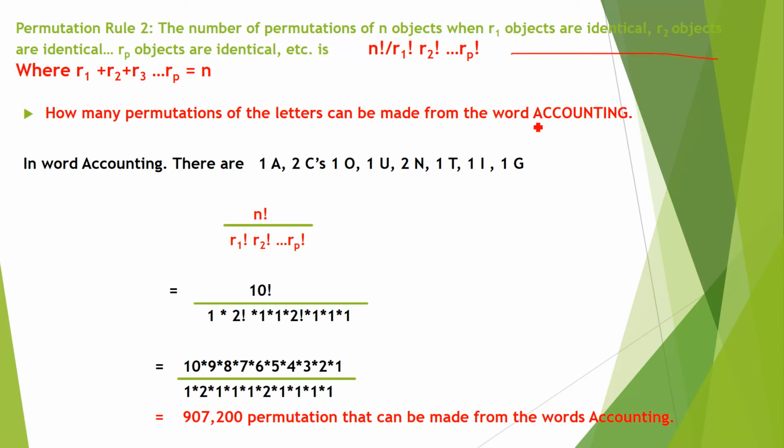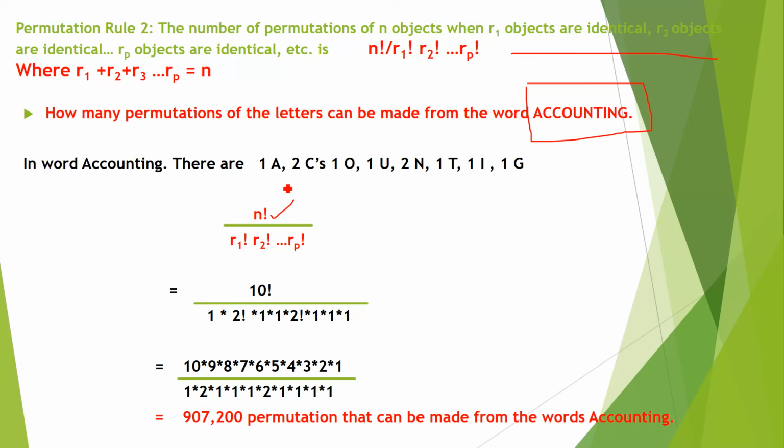Now what does it mean? I will show you here with the help of an example. How many permutations of the letters can be made from the word accounting? Right, so you have to find out how many letters are there. 1, 2, 3, 4, 5, 6, 7, 8, 9, 10. There are 10 letters, n factorial. So instead of n we will write down 10 factorial.